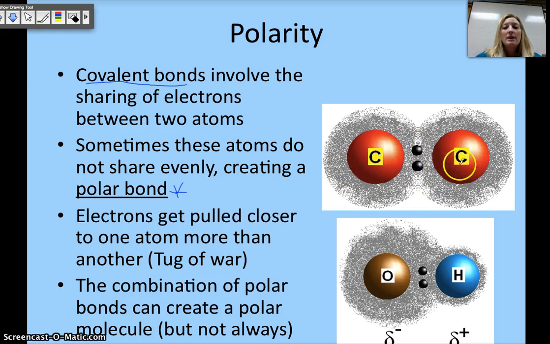So in atoms like this, carbon and carbon, obviously they're equal. They're the same atom, so their electrons would be shared evenly. But in molecules like this, H and O, well, one is stronger. The oxygen in this case is actually stronger, so it takes these electrons and pulls them closer to it. And then sometimes when we look overall at the molecule, the combination of polar bonds and where they're at can create polar molecules, but not always.